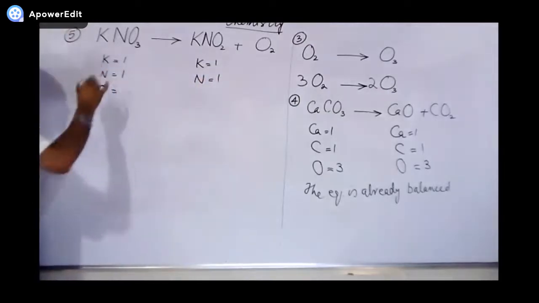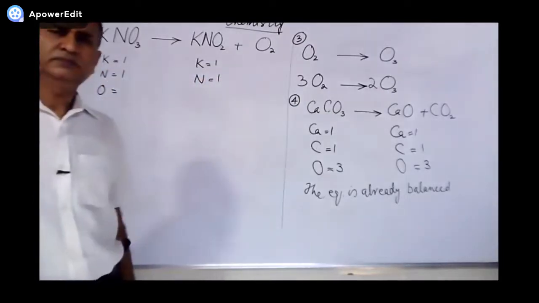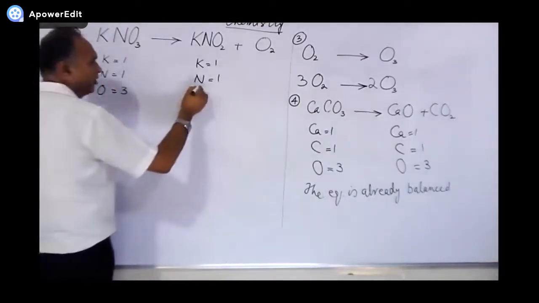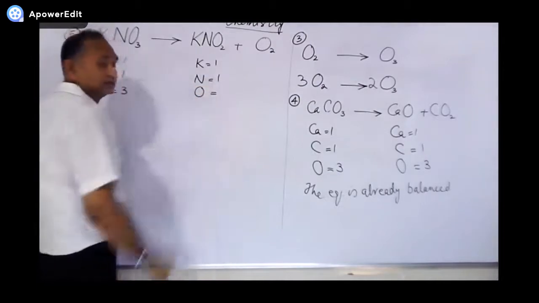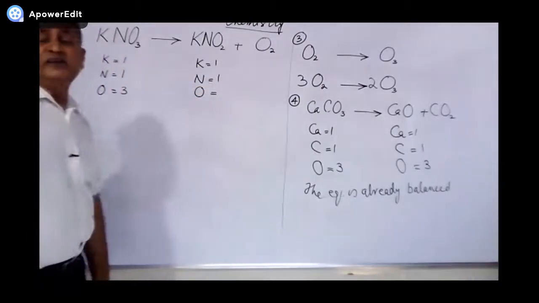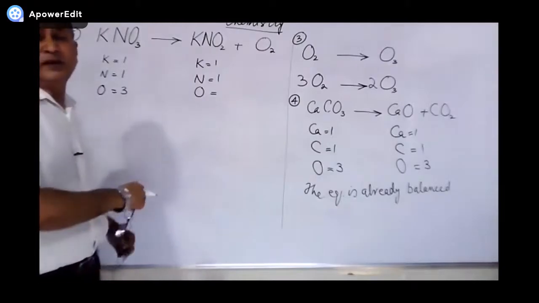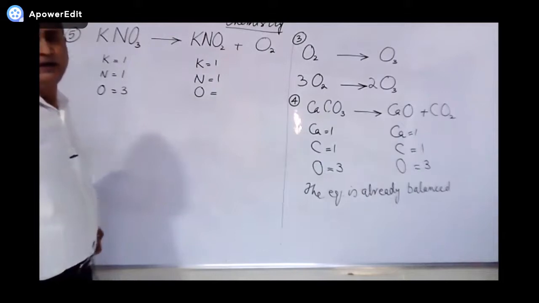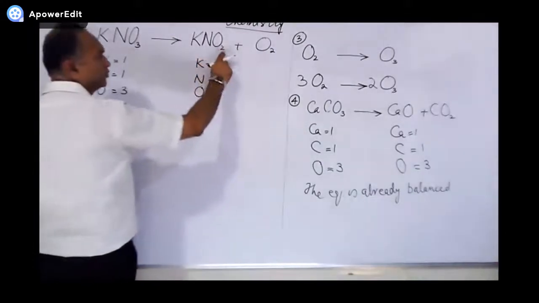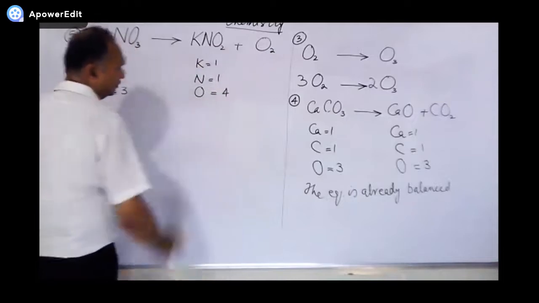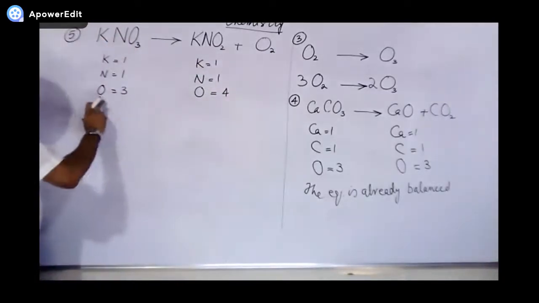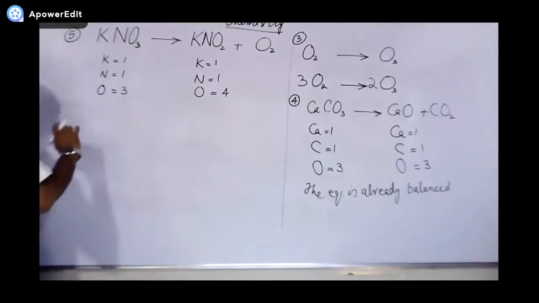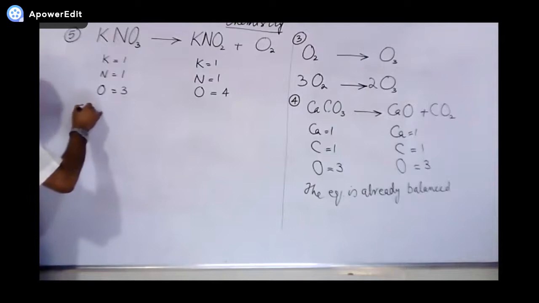How many oxygen do we have on left side? 3. And how many oxygen on right side? This is the first and the most important step, to recognize the number of atoms present on left or right side. So how many oxygen do we have? 2 plus 2? 4. So except these two, oxygen is unbalanced. Okay? Now we are trying to balance it.